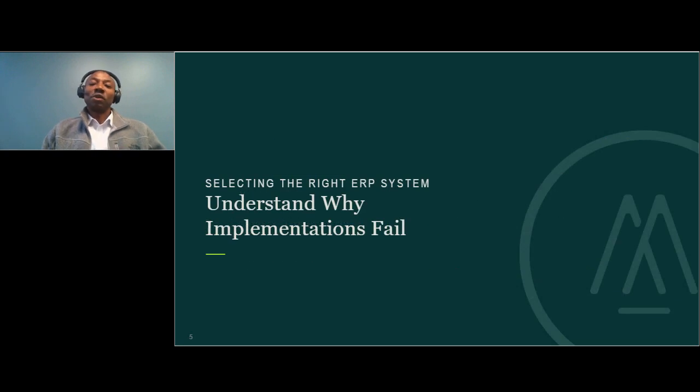The first important consideration when selecting an ERP system is to understand why implementations fail in the first place. Why do companies spend so much money on ERP system implementations and yet sometimes fall short? We're going to be discussing some of these reasons. But before we do that, I thought it might be helpful to first describe why we need enterprise systems in the first place.